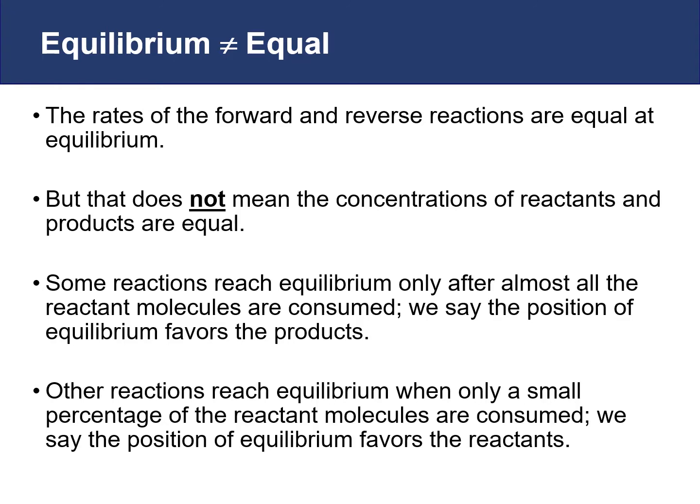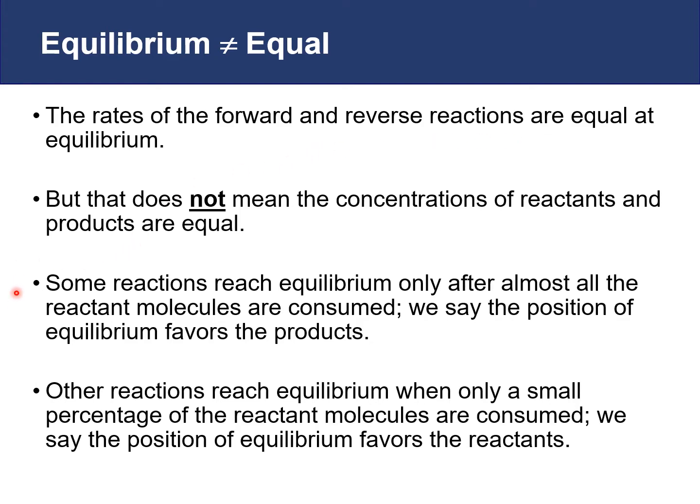When an equilibrium is established, the rates of the forward and the reverse reactions are the same. However, that does not mean that the concentrations of the reactants and products are equal. It means that how fast the reaction is proceeding in the forward direction is equal to the rate that it's proceeding in the reverse direction.